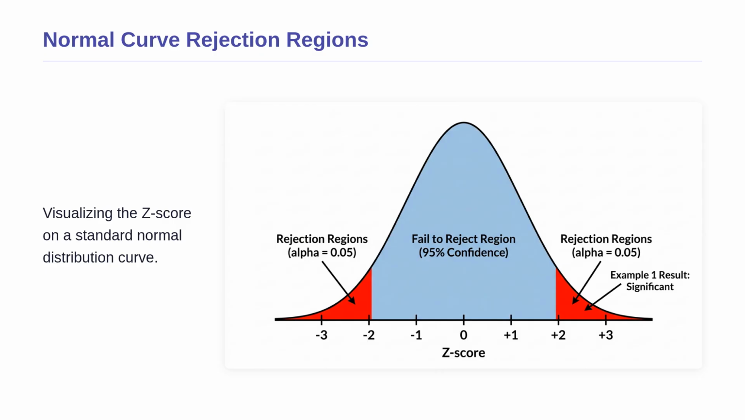However, look at the red tails on the far left and far right. These are the rejection regions. For a 95% confidence level, these start at a z-score of 1.96. In our first example, our z-score was 3.0, placing it deep into the right side red tail. This visualizes exactly why we declared the result statistically significant.